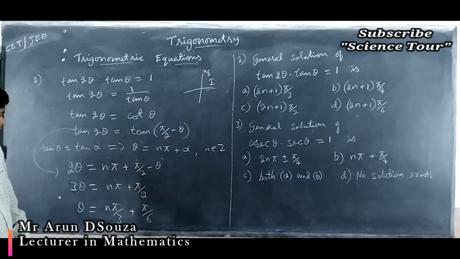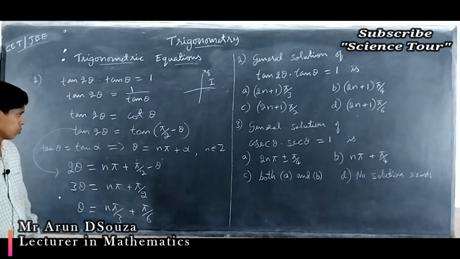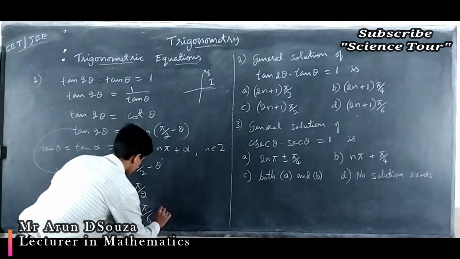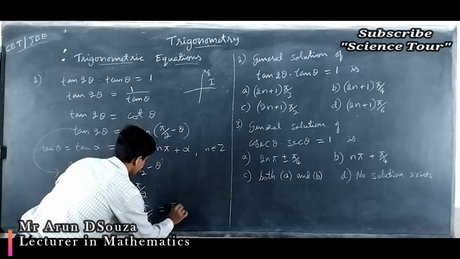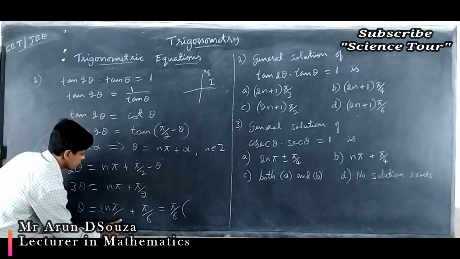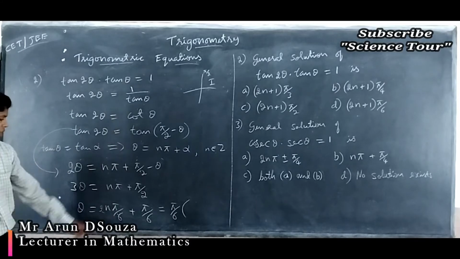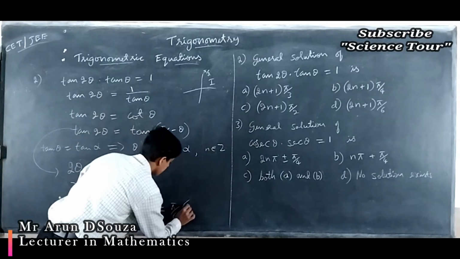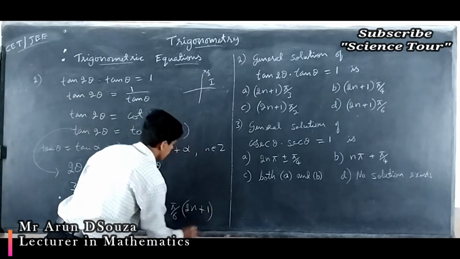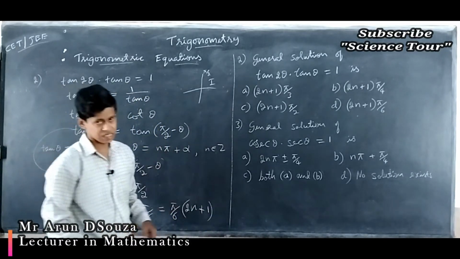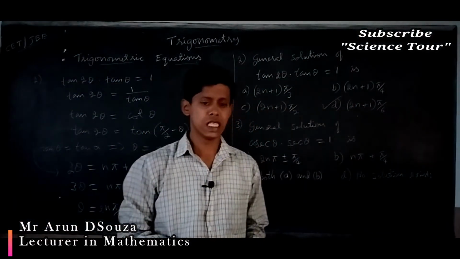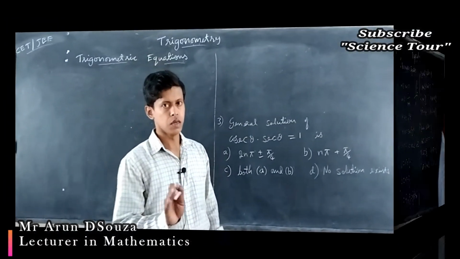You can take pi by 3 common, or you can take pi by 6 common. Let me take pi by 6 common. If I take pi by 6 common, this is like 2 and 6 here, correct? So 2n will remain here, plus pi by 6 is out, therefore you will have 1. So (2n plus 1) pi by 6 is the answer, and that's option D. Let's look at the third question here.